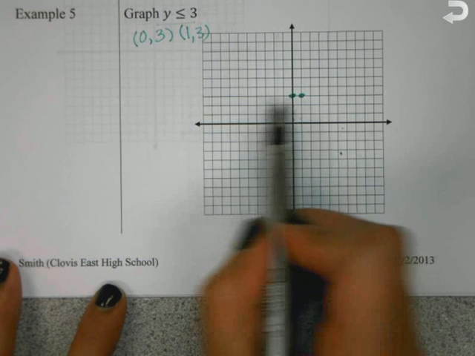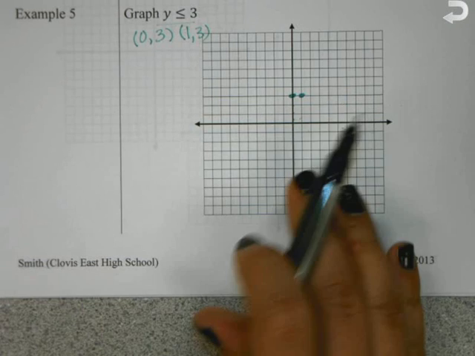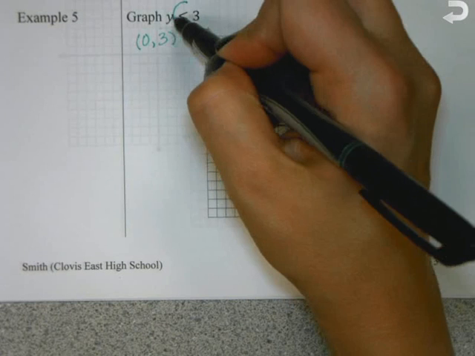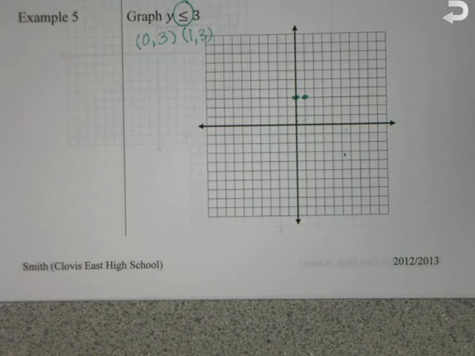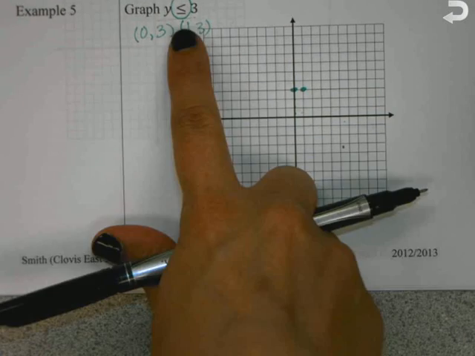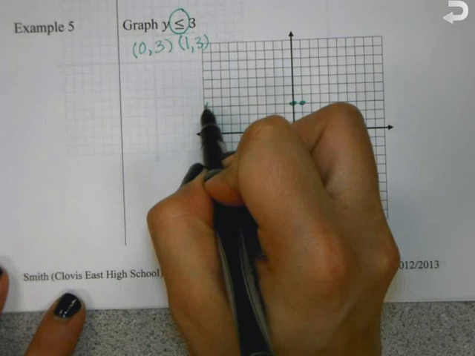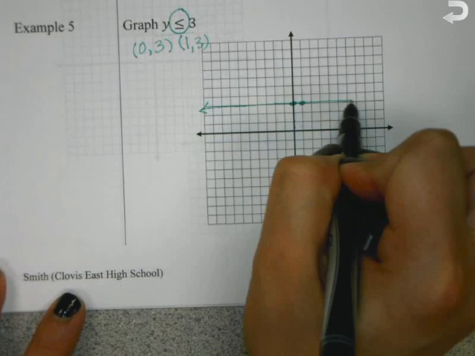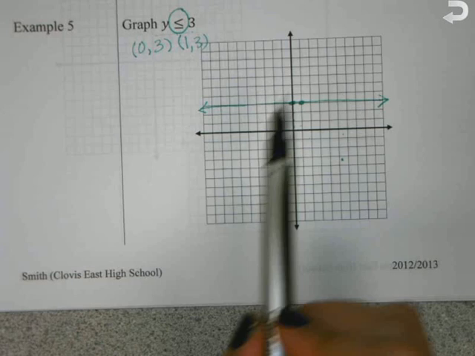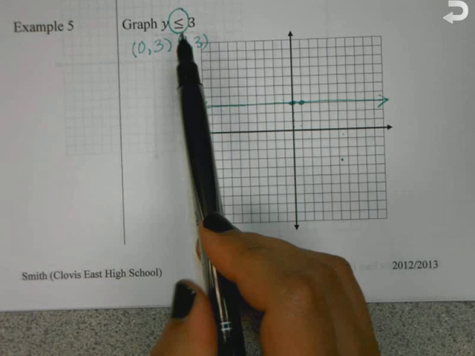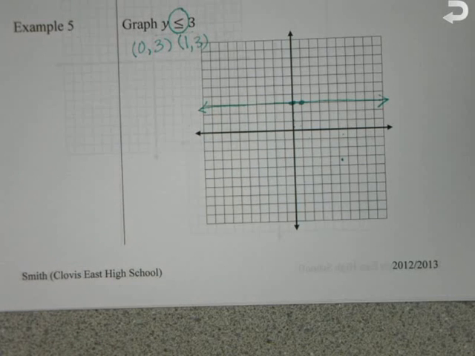My symbol is less than or equal to. So does that mean my line will be solid or dotted? Solid, because it has that equal to. So let's draw a solid line before we shade. Because it has the equal to, the line is solid. Now my symbol is also less than or equal to. So am I going to shade above that line or below that line? Below. So shade below the line.